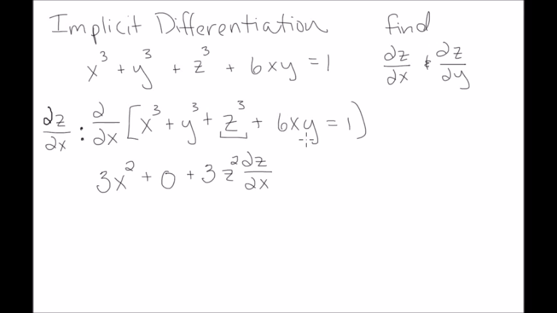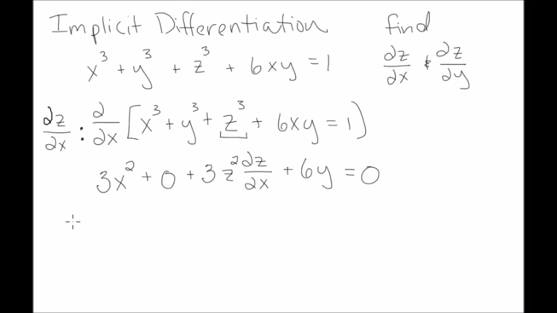And now I look at my final expression, 6xy. The derivative of x is 1. Y is unrelated to x, so we can treat it like a constant. I get 6y, and the whole expression is equal to 0. I can solve this expression for dz dx.